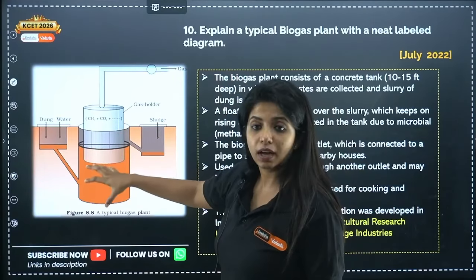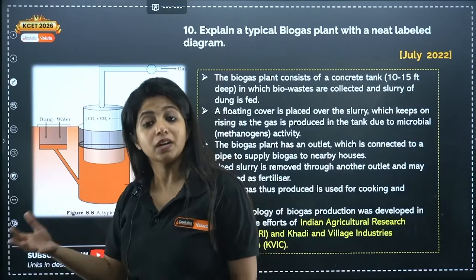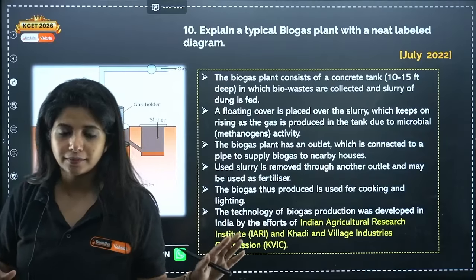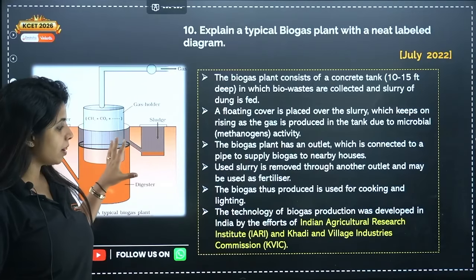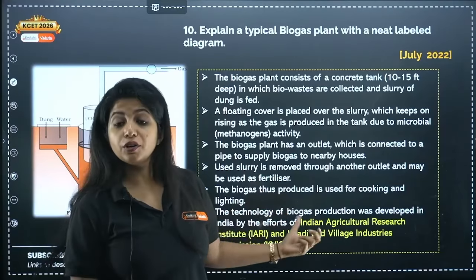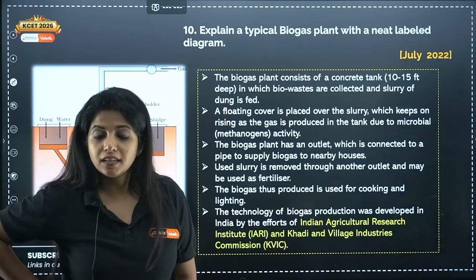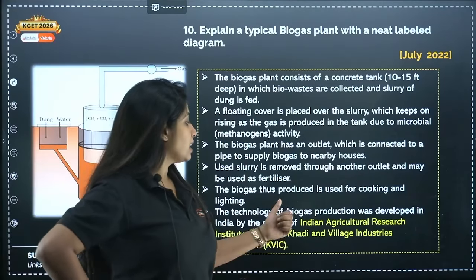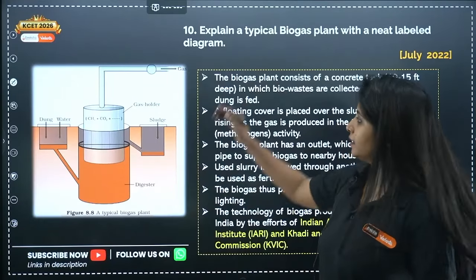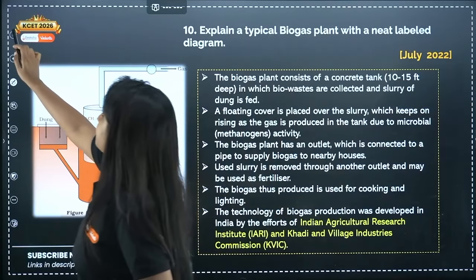Now whatever is left behind will be coming over here in the sludge, and this sludge can be used as fertilizers or manure in the field. This is the thing. Okay, so please remember the diagram. Also, it was developed in India by the effort of the Indian Agricultural Research Institute, IARI, and the Khadi and Village Industries Commission, KVIC as well. Okay, these are a few things, please know about them.